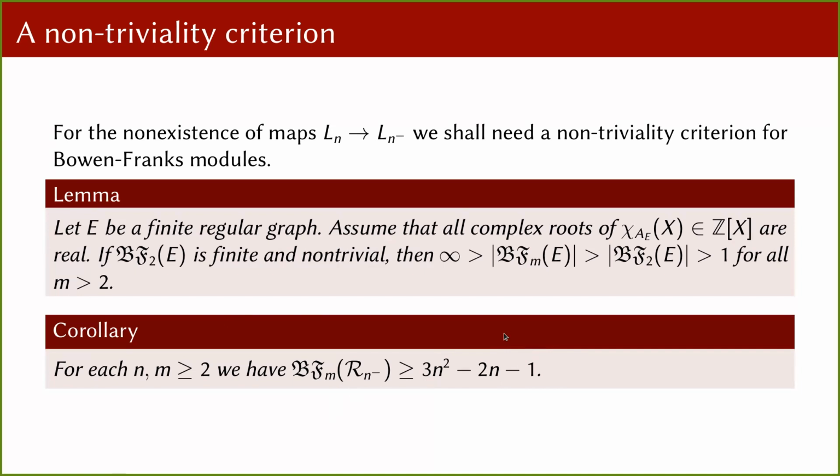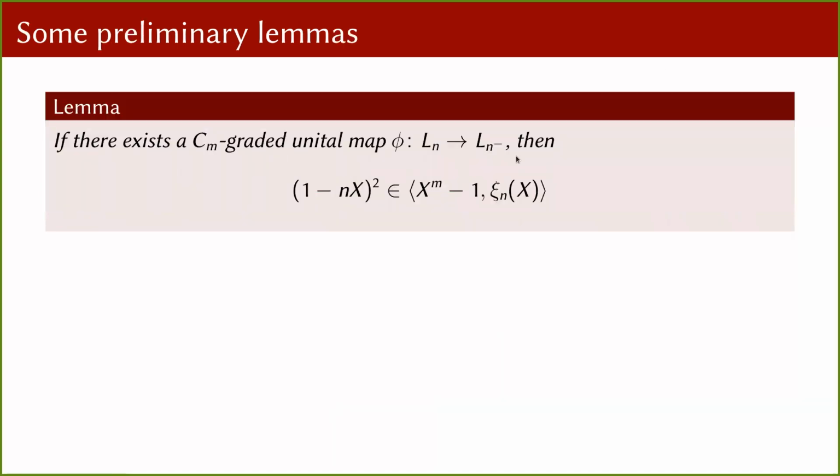Okay. So now we will need two more technical lemmas, and that will essentially show the main result. The first one, maybe as I've written it, it's not quite explicit, but we will show that if there is a graded unital map from Ln to Ln minus, then this polynomial belongs to this ideal, and this ideal is relevant because it gives a different presentation of the Bowen-Franks Cm-modules.